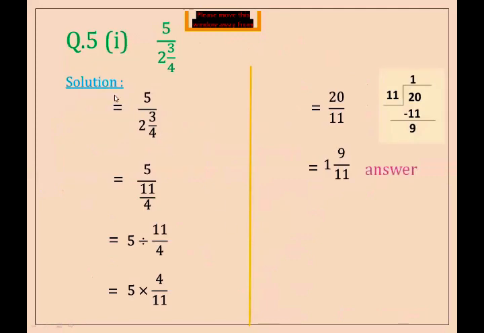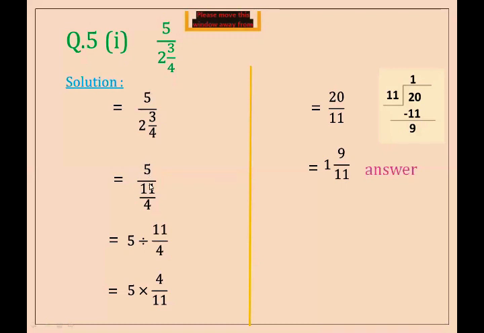Okay, here's question number 5. The first part is 5 upon 2 whole 3 upon 4. How do we solve this? This is a complex fraction. We write 5 as it is. We have to solve this mixed fraction first. 4 2s are 8 and 8 plus 3 is 11. 11 upon 4 as it is.